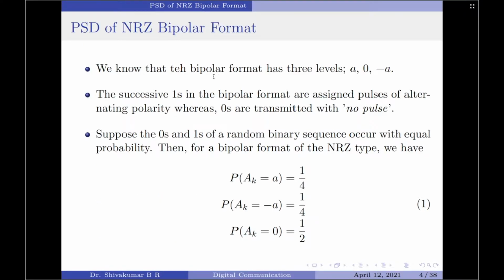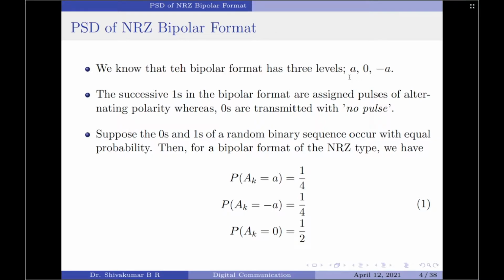Right. To start the derivation, we note that a bipolar format has three amplitude levels, plus A, 0 and minus A. We note that plus A and minus A represent the amplitudes of the positive pulse as well as the negative pulse that are used to represent symbol 1, whereas 0 represents symbol 0. Let us start by saying that the zeros and ones of some random binary sequence occur with equal probability. That means the probability of occurrence of symbol 0 equals the probability of occurrence of symbol 1.